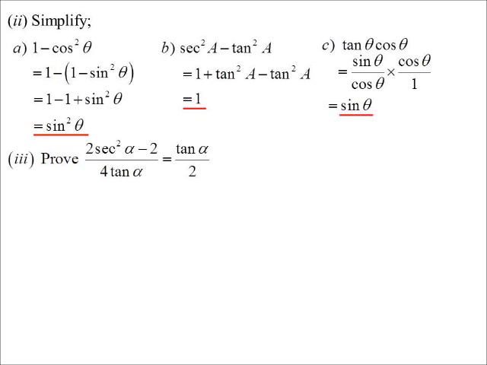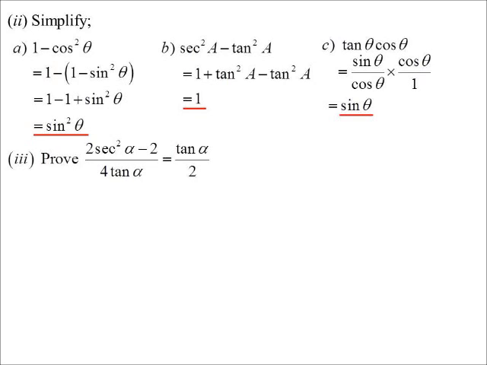Now the more interesting type. Okay. We want to prove 2 sec squared alpha minus 2 over 4 tan alpha is the same as tan alpha over 2. We are proving this. So just like we saw earlier when we were proving our inequalities, we cannot move terms from side to side. We don't know this is true. We're being asked to prove it's true. So I can work on the left-hand side, prove the right-hand side. I could start with the right-hand side, prove the left-hand side. Or I could work on both sides independently, show they're the same thing.